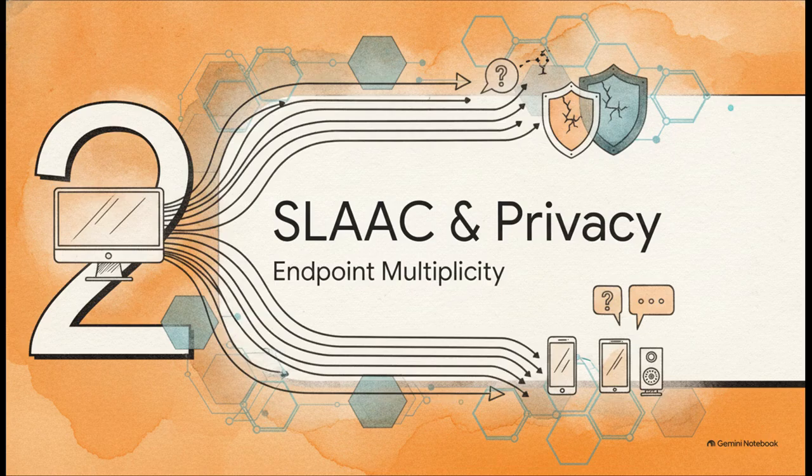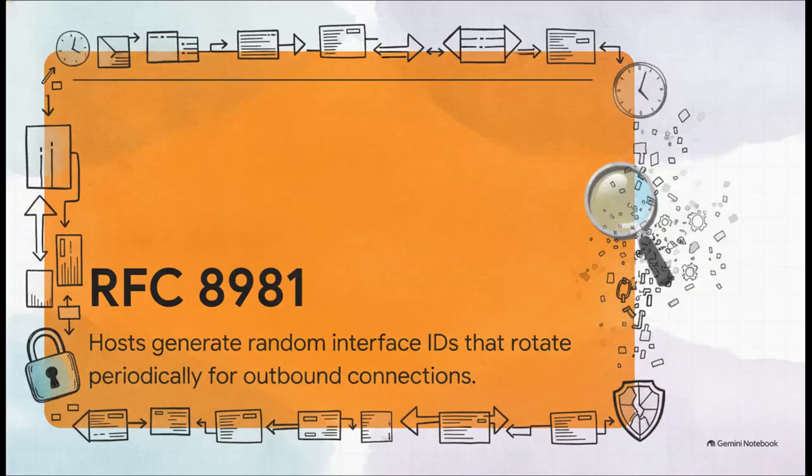Moving right along to Section 2, Managing SLAAC and Privacy. Let's talk about the endpoint layer, where address multiplicity really throws a wrench in your defensive posture. Unlike IPv4, where a host usually has one static, predictable IP, modern IPv6 hosts use a standard called RFC 8981, better known as privacy extensions.